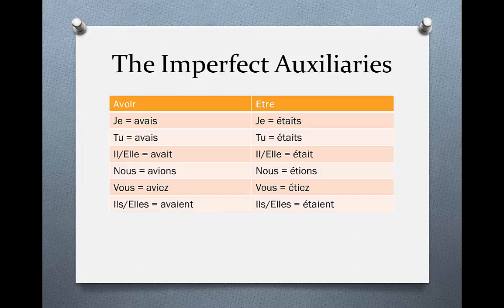For tu, we use avais. For il and elle, we use avait. For nous, we use avions. For vous, we use aviez. And for ils and elles, we use avaient. With être, we use étais for je, étais for tu, était for il and elle, étions for nous, étiez for vous, and étaient for ils and elles.